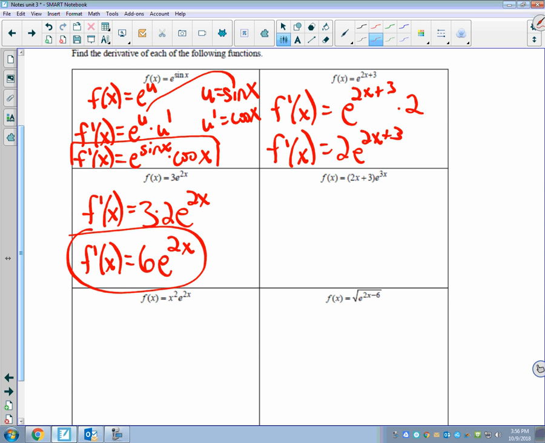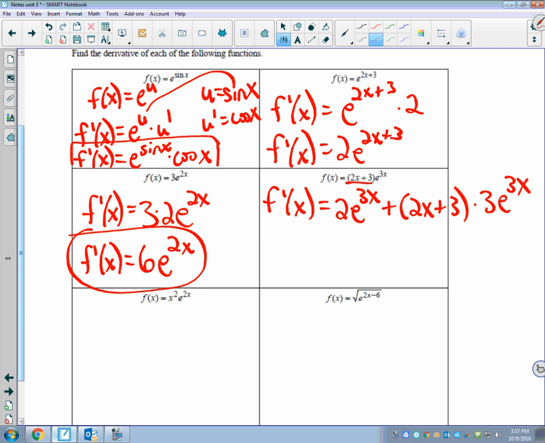What about the next one? Do I need the product rule on this one? Yes is the answer, because this is just a 3, so you don't need a product rule. But this is an entire function times an entire function. So the product rule says I would take the derivative of this, which is just 2, leave e to the 3x alone, plus, now I'm going to leave the 2x plus 3 alone, and the derivative of e to the 3x would be 3e to the 3x.